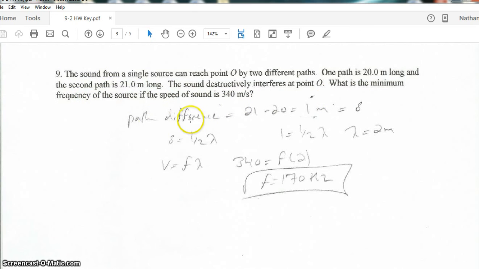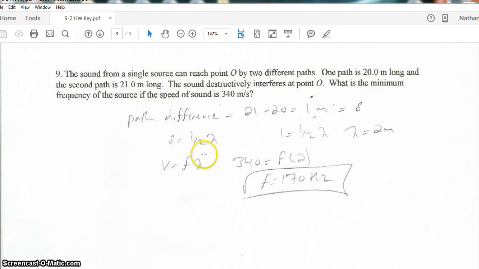So the key is, what does that path difference tell me, right? Since the sound is destructively interfering at that point, I know that the path difference has to be setting them off by 1/2 of a wavelength, right? So I can find the path difference easy enough: 21 minus 20, so 1 meter. And again, the key understanding is that path difference, that lowercase delta, that symbol that I'm not very good at drawing. But anyway, the path difference has to be offset by 1/2 of a wavelength.